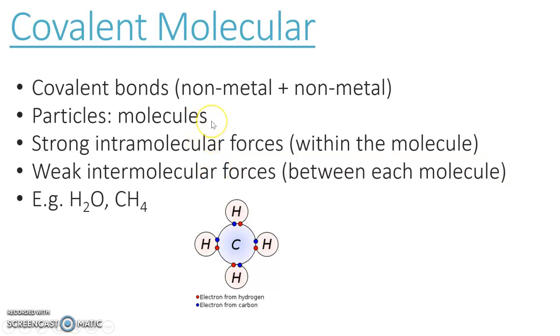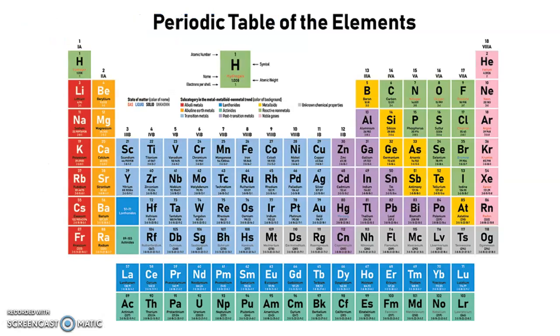The particles in covalent bonding are molecules. An example, this whole thing here is a molecule. There are strong intramolecular forces within the molecule, so the forces holding these atoms together are strong, but there are weak intermolecular forces. The forces between each molecule are weak. Okay, so you can see on the periodic table where the nonmetals are. The nonmetals are the ones in green. You may also get some of these yellow ones involved as well, but more commonly the green ones.